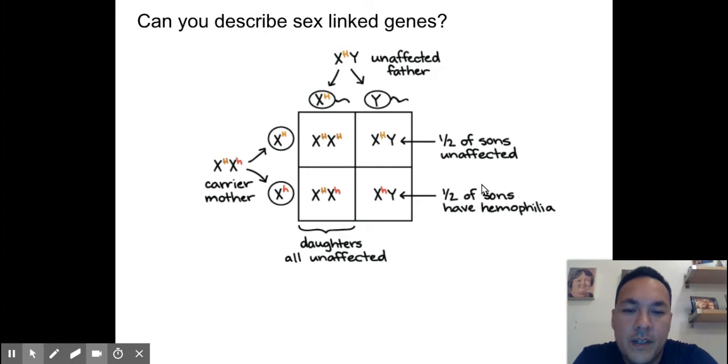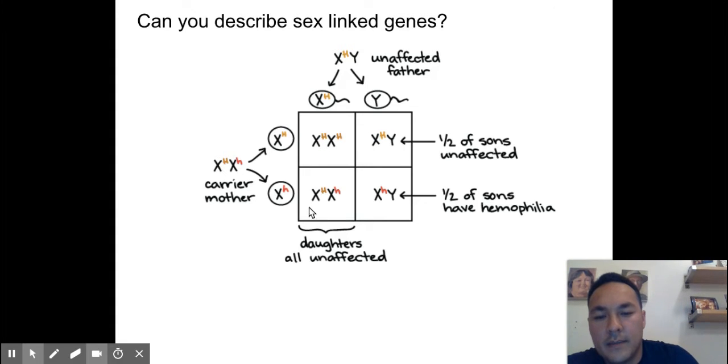Or internally. So here's the father, he's unaffected. Mother is a carrier. Notice who is affected. None of her daughters can be affected, right? They have to get this big H from dad. So this daughter is a carrier but is unaffected, and this daughter is unaffected altogether. This son is unaffected, but this son has hemophilia. And so this happened in the royal families in Europe and Russia, and it led to the rise of Rasputin.